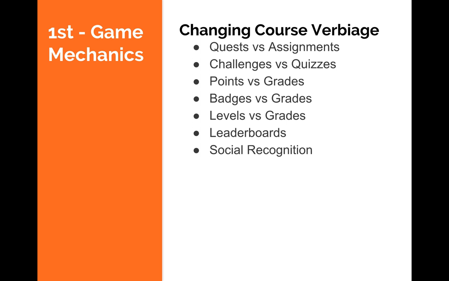One of the first things you have to do to change the thought process and the mechanics of your class is change the way you talk about your class. You're trying to get away from homework, assignments, tests, and things that are only about points and grades, and talk about getting points and levels and badges and rewards in a new way, to get students to look at how you're rewarding them in your class.